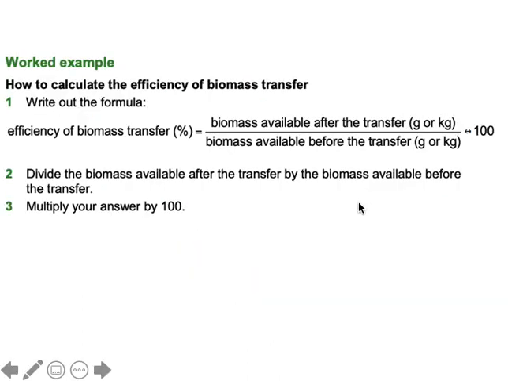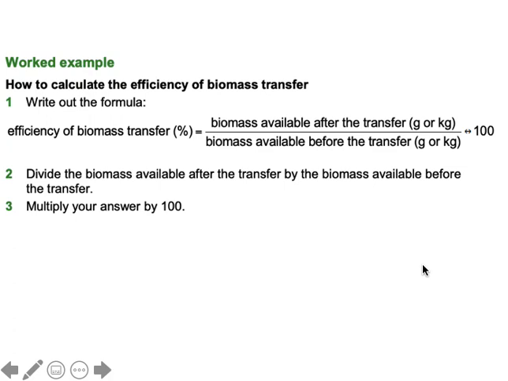In order to do so, let's look at a worked example. This is understanding how to calculate the efficiency of biomass transfer. So step 1, write out the formula. Efficiency of biomass transfer in percentage equals the biomass available after the transfer in grams or kilograms divided by the biomass available before the transfer in grams or kilograms, all multiplied by 100.